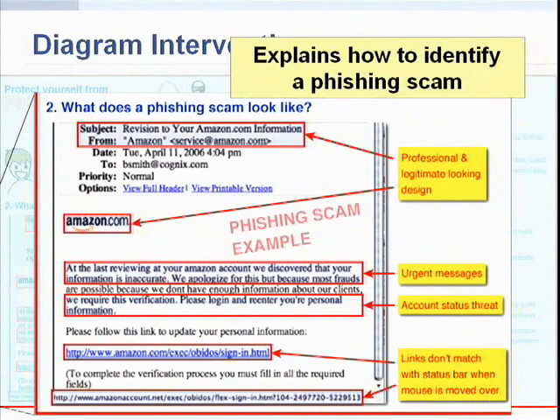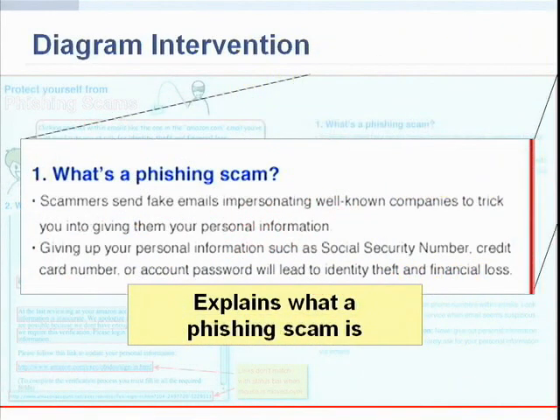Right below it gives you a diagram of the phishing email that you just fell for, and tries to point out some of the things that you should look for. There's a professional and legitimate looking design. It's trying to urge you to do something. It has an account status threat, and there's also one actionable item here, which is the mouse over. If you move your mouse over here and look at the actual URL it's going to, they don't match. On the top right side, it tells you what is a phishing scam.